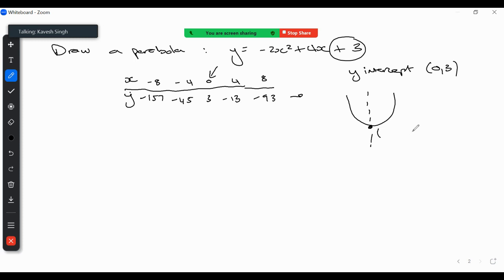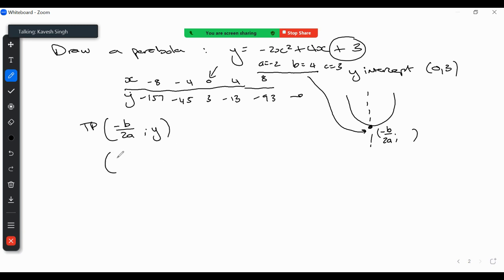The next thing is every parabola has a turning point, and it's symmetrical about that turning point. Now, the x value of the turning point is given by minus b over 2a. So that means if a equals negative 2, b equals 4, and c equals 3, if I take minus b over 2a, I can get the x coordinate of the turning point. I'm going to use TP as the turning point, and minus b over 2a, and then some y value we don't know yet.